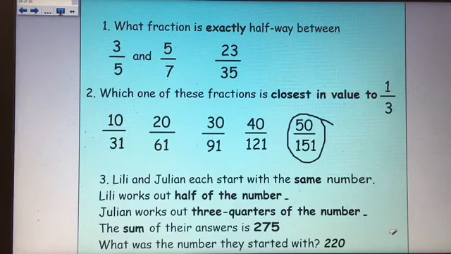Now, if you find some of these best in the business bonus questions a bit tricky and you can't get them, don't worry. It's not to panic. They are really, really hard, some of them. If you did manage to get them, then that's absolutely brilliant too.